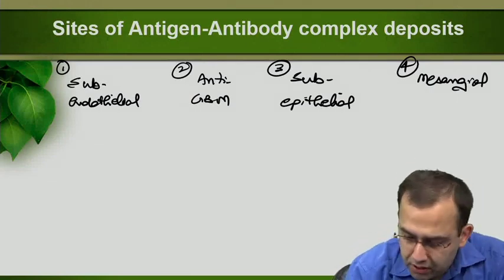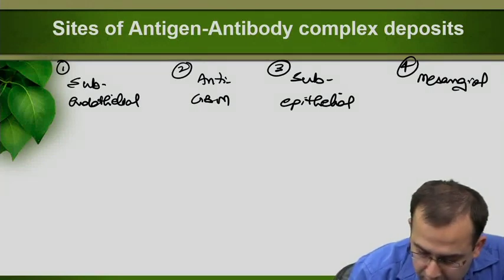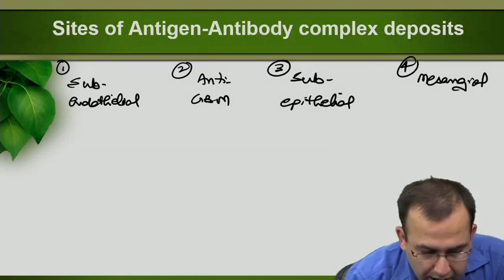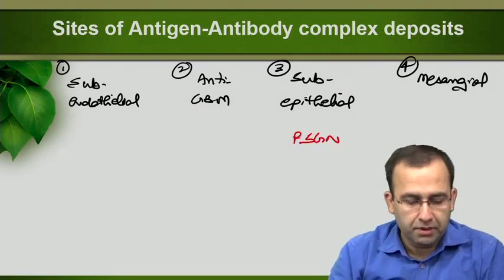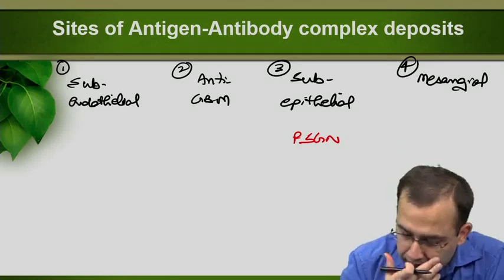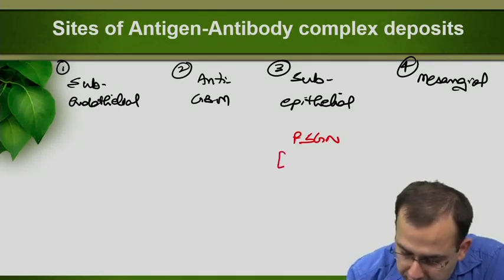PSGN, site of deposit: subepithelial. Next point, what is the special name of deposit with PSGN? PSGN is post streptococcal, it's not subendothelial, children, it is subepithelial. What is the special name of deposit in PSGN? Humps.